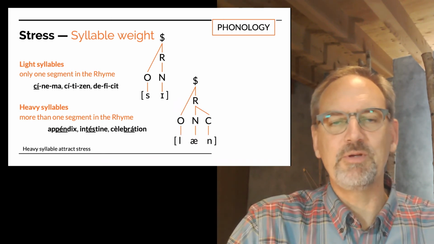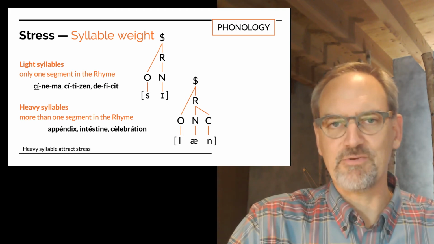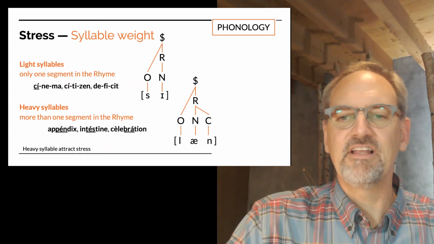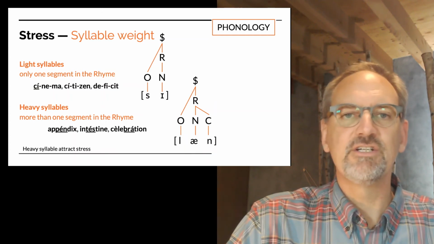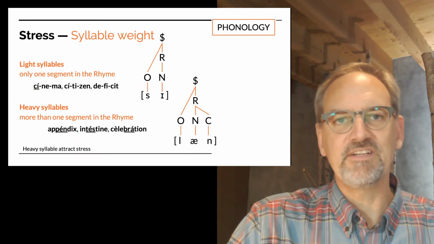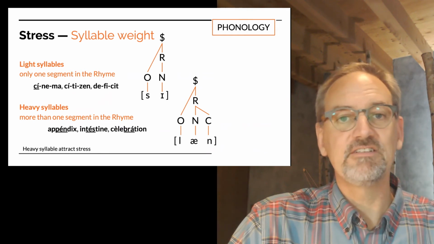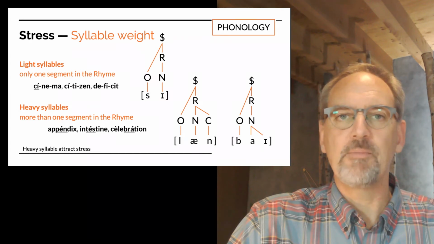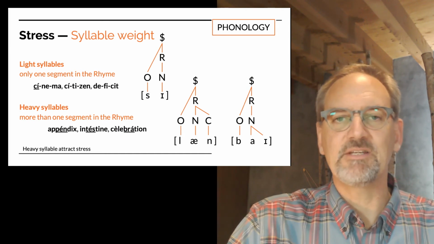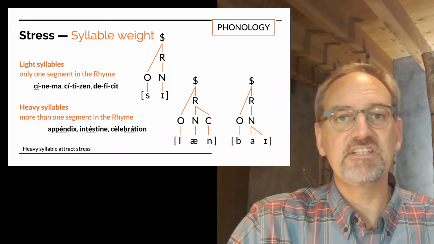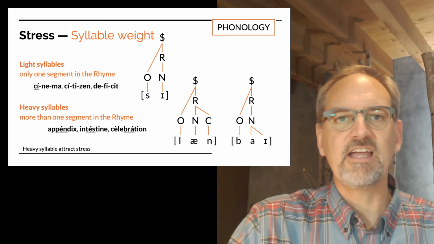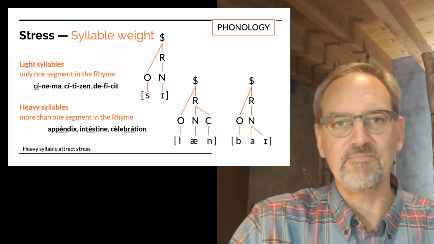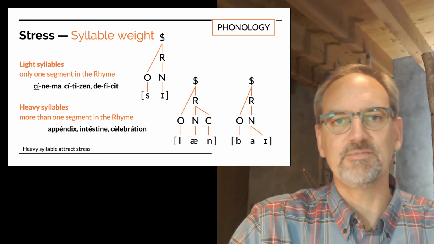So a heavy syllable would be one that has 2 segments in the rhyme. Take, for example, the syllable lan. There's a single segment in the onset, 2 segments in the rhyme, 1 in the nucleus, 1 in the coda. That forms a heavy syllable. Or by. By has 2 segments in the branching nucleus, but since that nucleus is contained in the rhyme, it still counts as 2 segments in the rhyme, and therefore a heavy syllable.